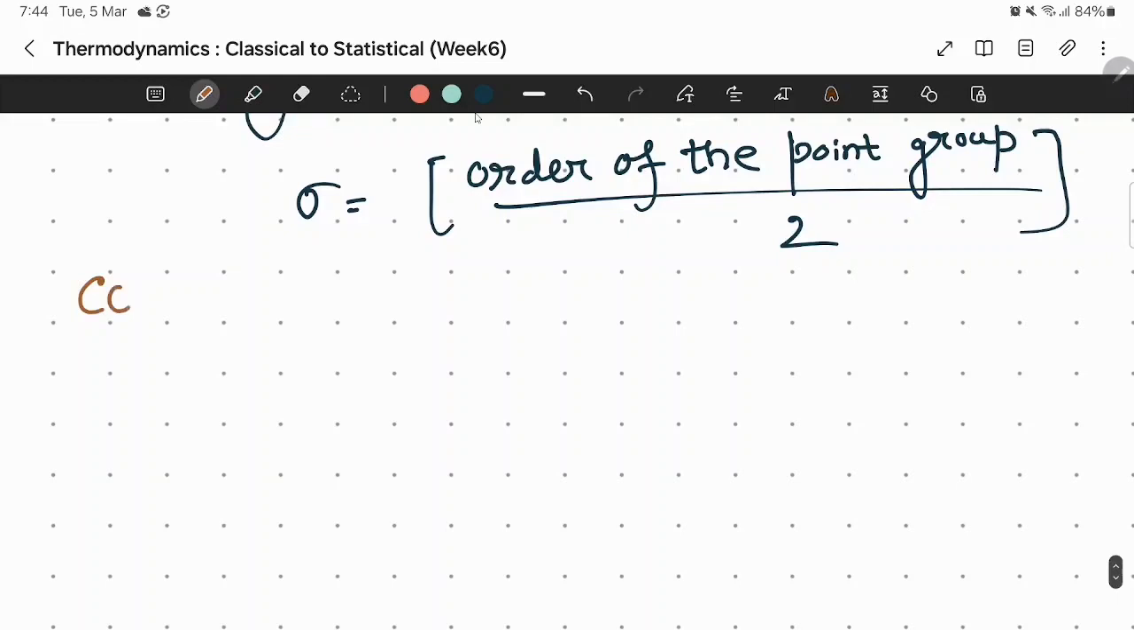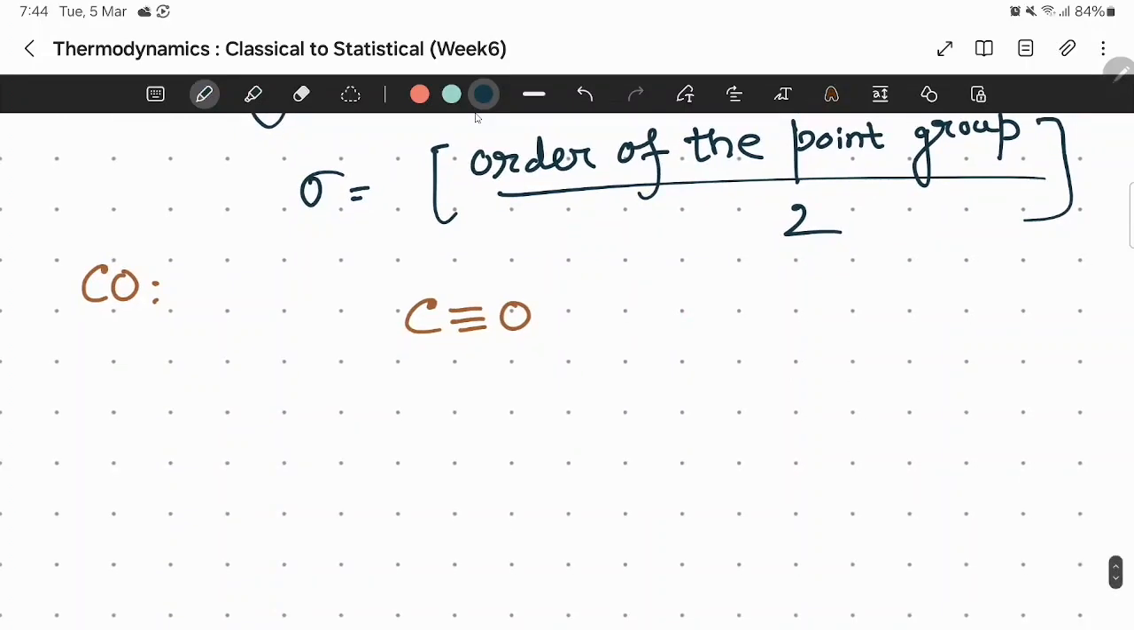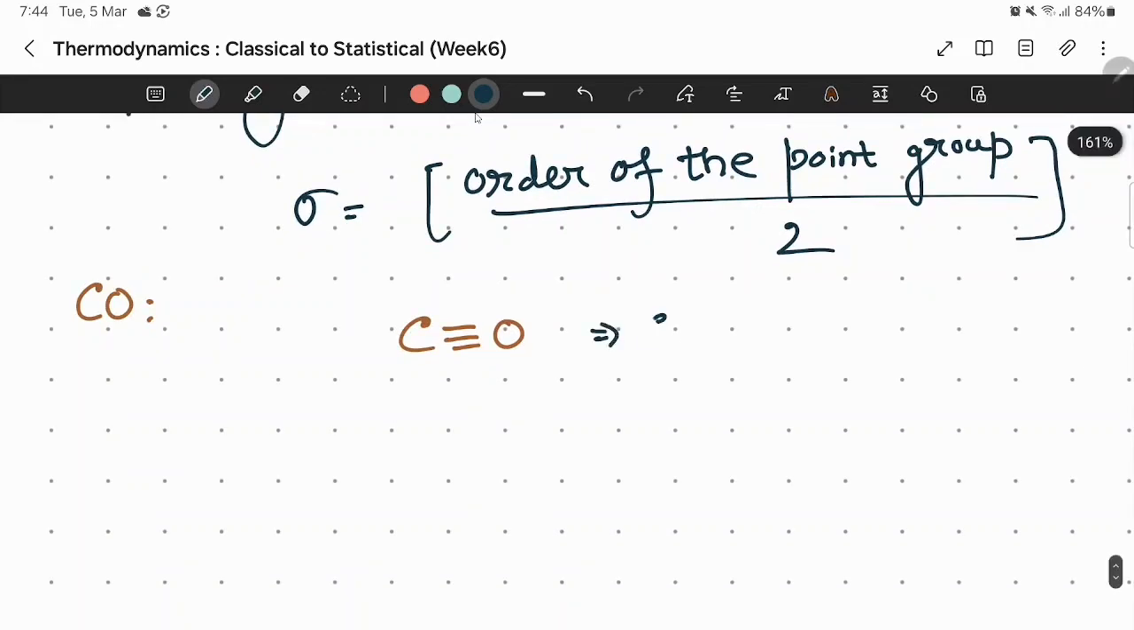Okay, CO is fine. If you look, this is a CO, right? If you look at the point, this is actually D infinity H. Okay, I'm not going into that, it will be difficult. The point group here is C infinity V, okay?